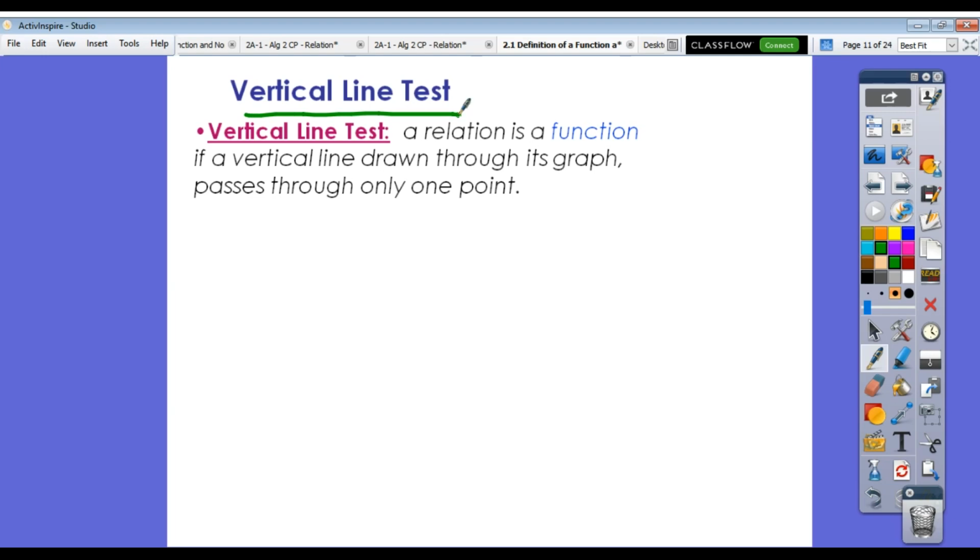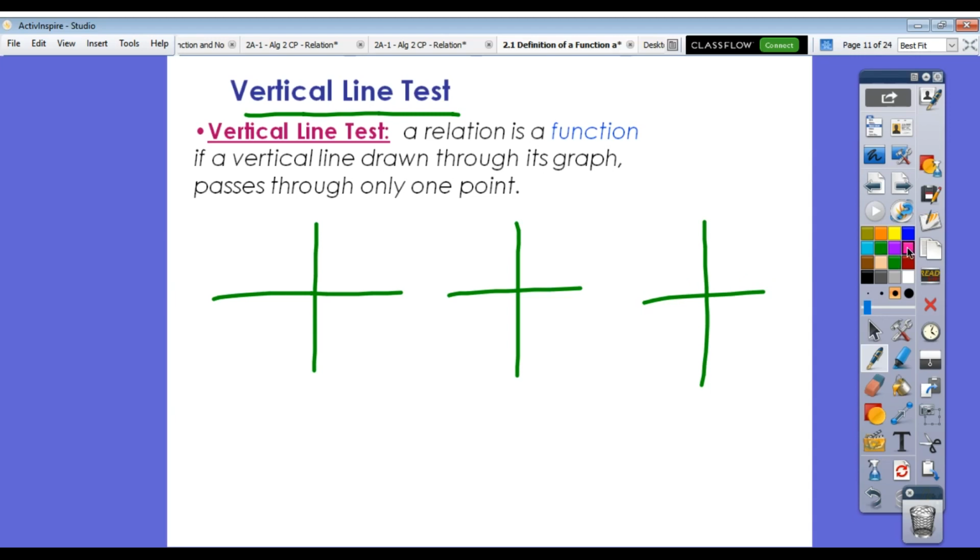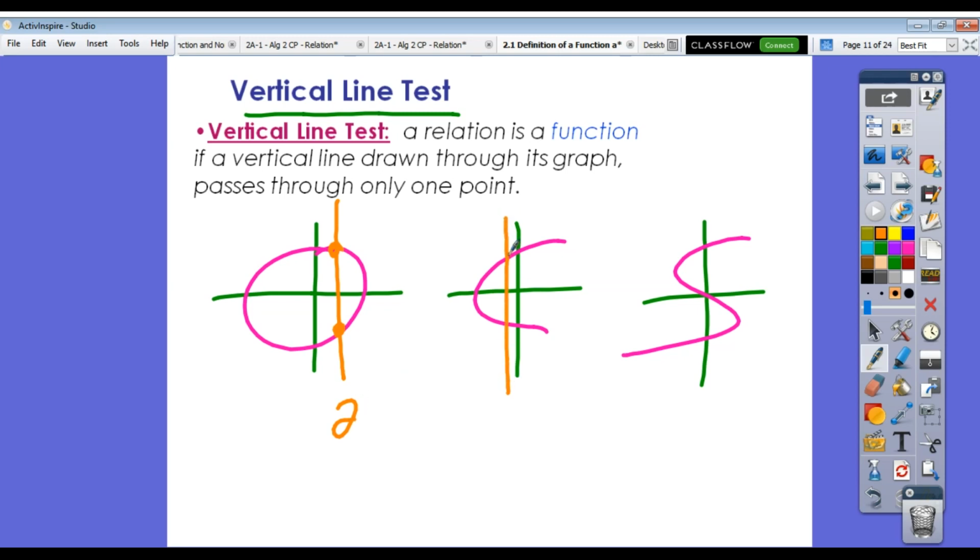Vertical line test. A relation is a function if a vertical line drawn through its graph passes through only one point. For example, if I have a graph here, say a circle, a U shape, an S, draw a vertical line. If I draw a vertical line here, how many times does it cross? 2. Here, there's 2. Here, there are 3. All the ones here on the board are not functions. Why? The vertical line test says there should be only one point. Here it crosses 2 or more, so these are all not functions.